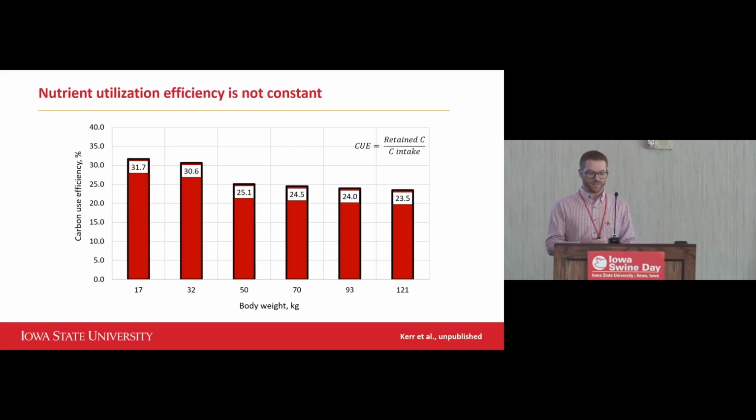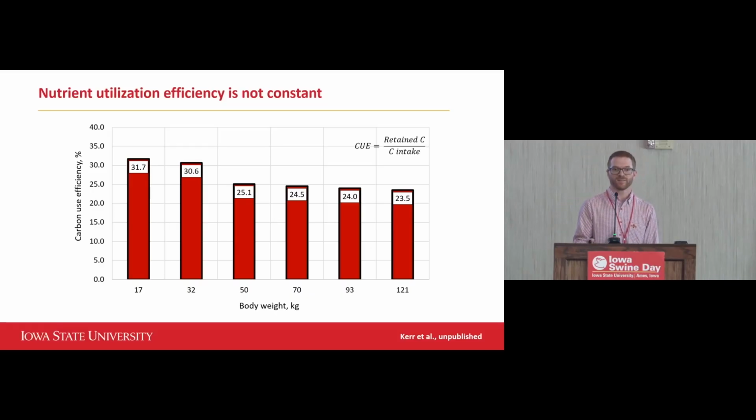Nutrient utilization efficiency, what we saw, is not constant. I think that's intuitive to most of us, and it declines as pigs grow. Here we're in the carbon framework, so we're talking about carbon use efficiency, but again, thinking generally about nutrient efficiency, with carbon being the framework to look at that. We see that efficiency starts at the last phase of the nursery at about 32% and drops just under 10 points by the time they're marketed, down to 23% efficiency. And that efficiency number is just the amount that they retained divided by how much they consumed.